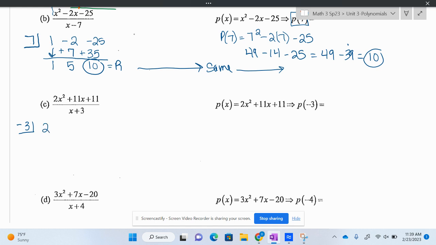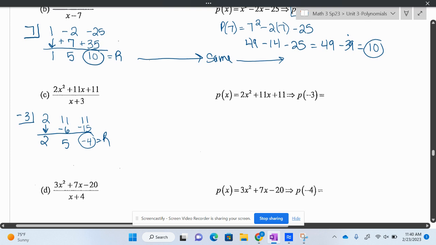Let's see. My coefficients are 2, 11, and 11. I bring down my 2, and then I multiply. Negative 3 times 2 is negative 6. 11 minus 6 is 5. Negative 3 times 5 is negative 15. And 11 minus 15 is negative 4. So when I evaluate this polynomial, I better get negative 4 as my answer, or this whole idea that we have has failed.